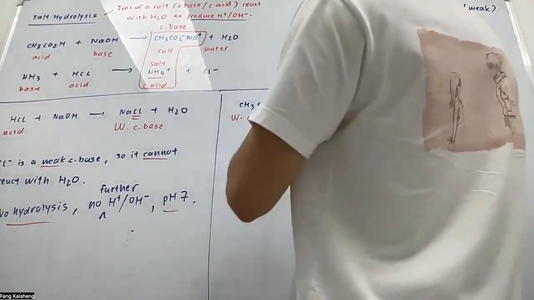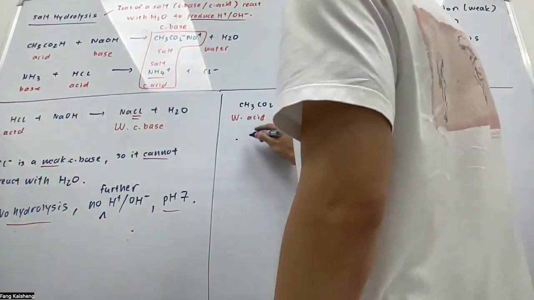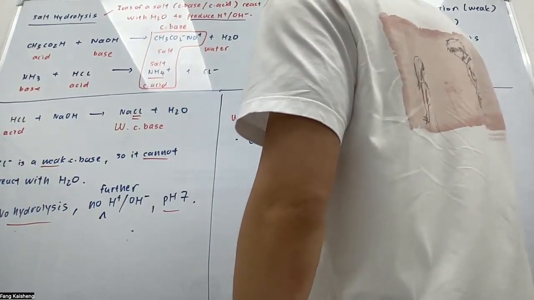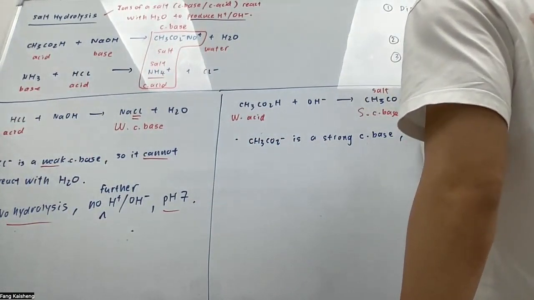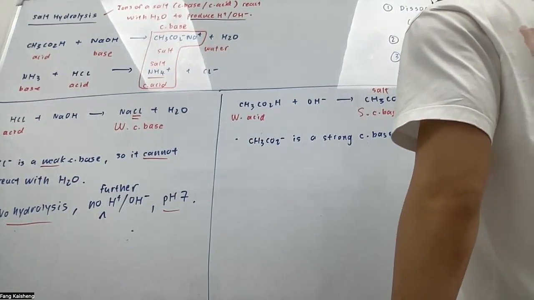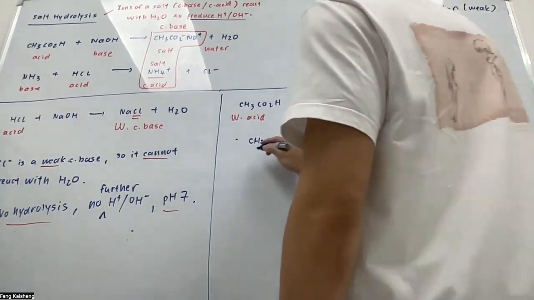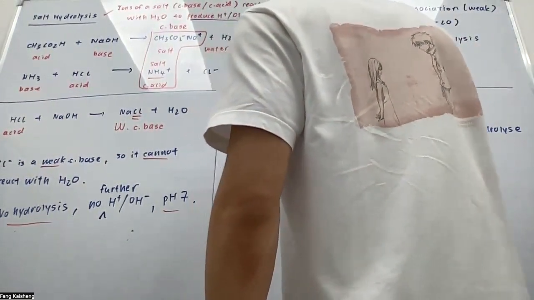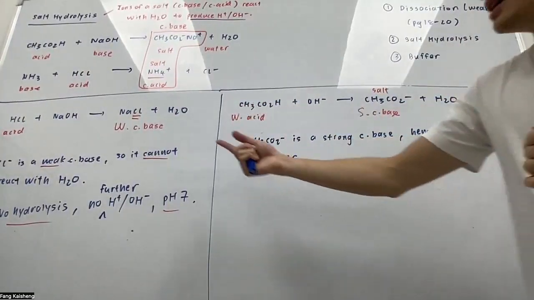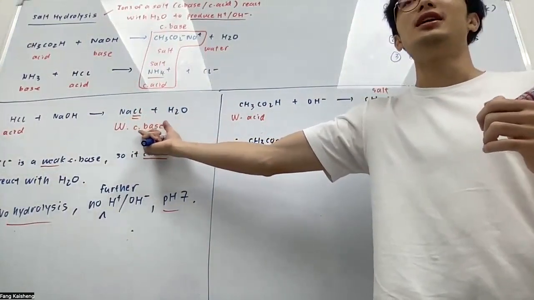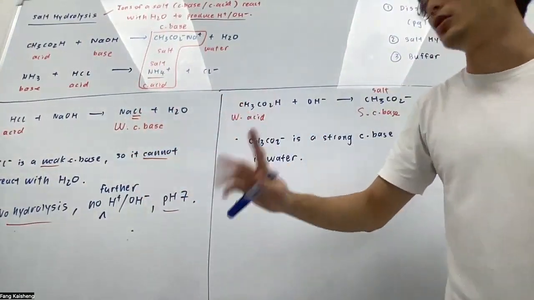How does it look? Draw it down first. CH3CO2 minus is a strong conjugate base, hence it can hydrolyze in water. If it hydrolyzes in water, we're going to see what it produces. What we have just done is we know that this guy can undergo a further reaction. Just now, could the previous one undergo a further reaction? No. So does it produce any acid or base? No, that's why it's neutral.